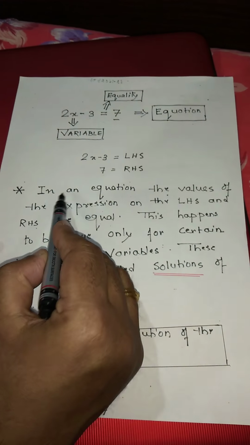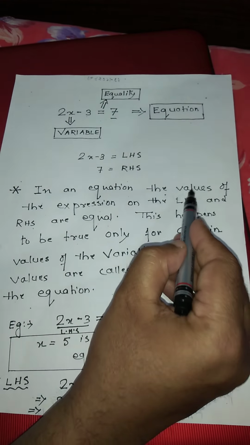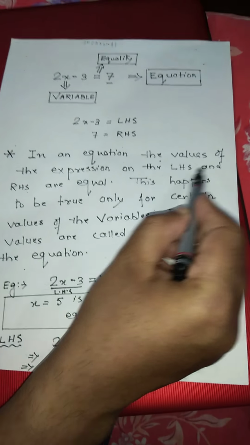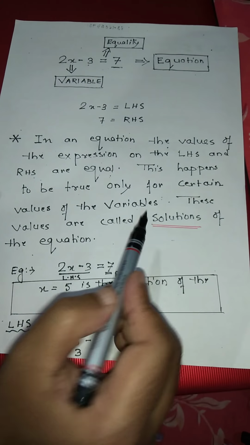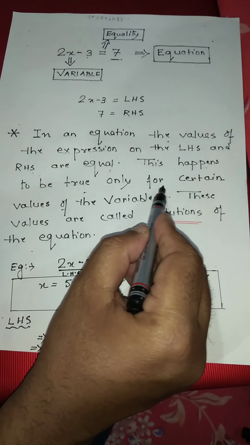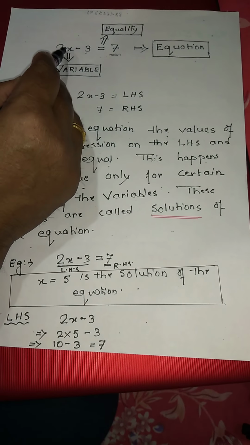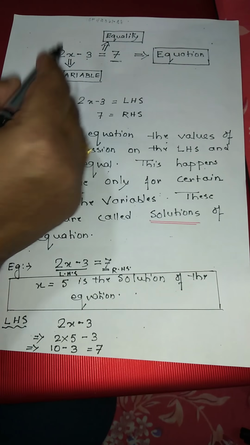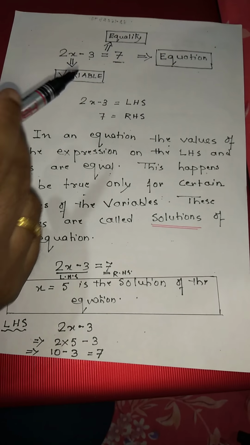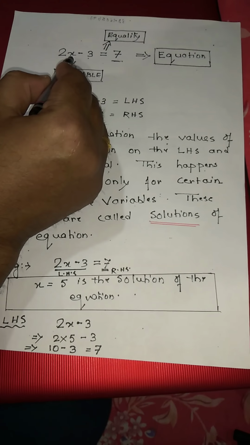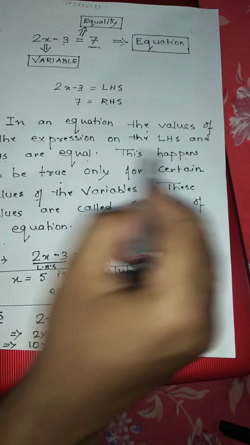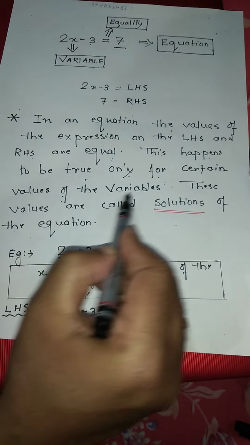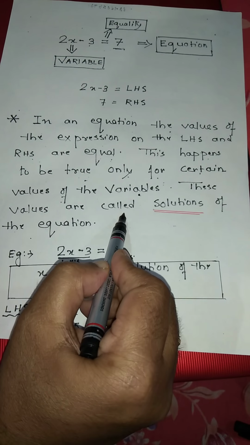Okay students, now let's see the last topic of today. In an equation, the values of the expression on the LHS and the RHS are equal. That is, LHS should be equal to RHS. But this happens to be true only for certain values. It is not that we can put any value on x and it will satisfy the number 7. So you have to see what is the certain value of x which we'll put here so that we'll get 7. So there is only one certain value. That is the reason it is written that this happens to be true only for certain values of the variable. These values are called solutions.